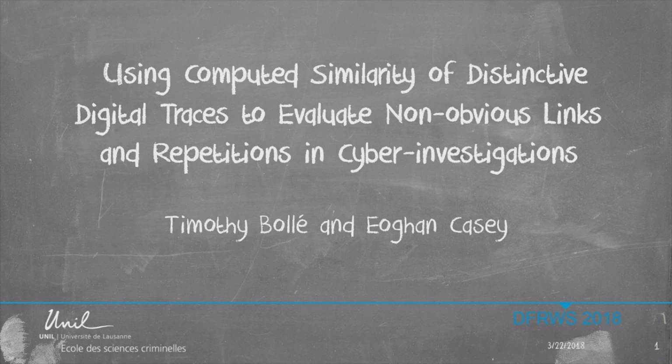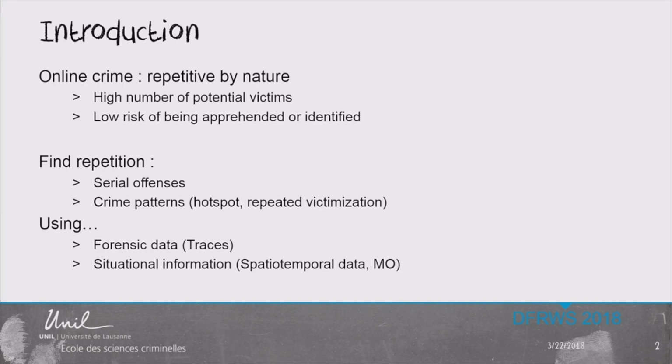in cyber investigations. So, just as a quick introduction, the online crimes are repetitive by nature because there is a lot of victims to reach and because there is a low risk of being identified or apprehended. So those repetitions can be found as crime series, so it will be the same offender or same group of offender that will commit multiple crimes, or as crime patterns like hotspots or repeated victimization. To find those repetitions, we can use forensic data like traces, and also more situational informations like modus operandi description or spatiotemporal informations.